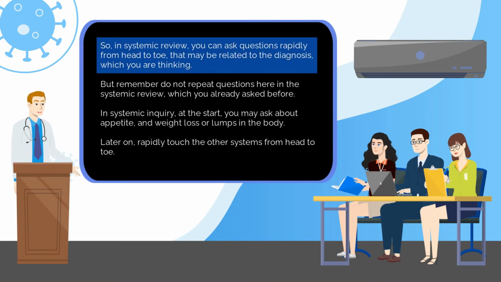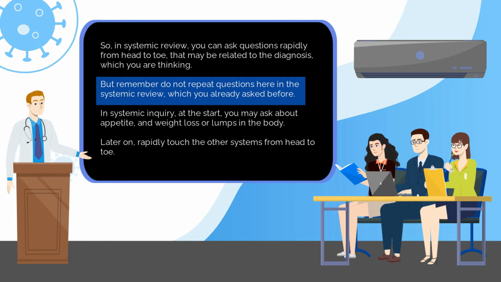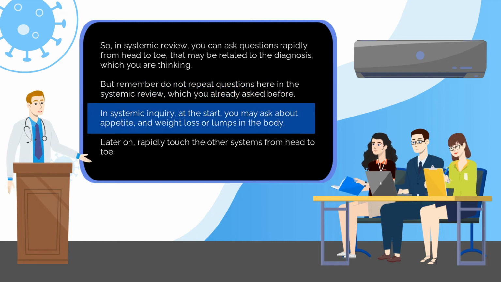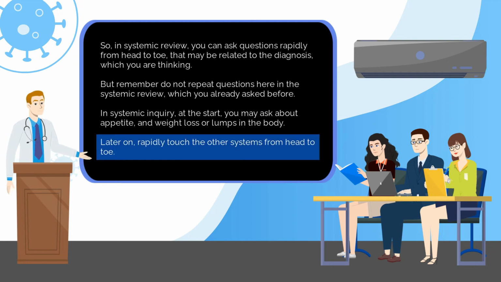So, in systemic review, you can ask questions rapidly from head to toe that may be related to the diagnosis which you are thinking. But remember, do not repeat questions here in the systemic review which you already asked before. In systemic inquiry, at the start, you may ask about appetite, and weight loss or lumps in the body. Later on, rapidly touch the other systems from head to toe.